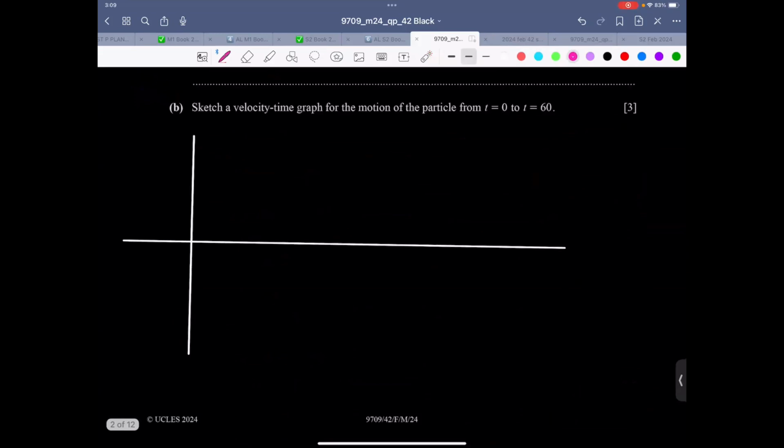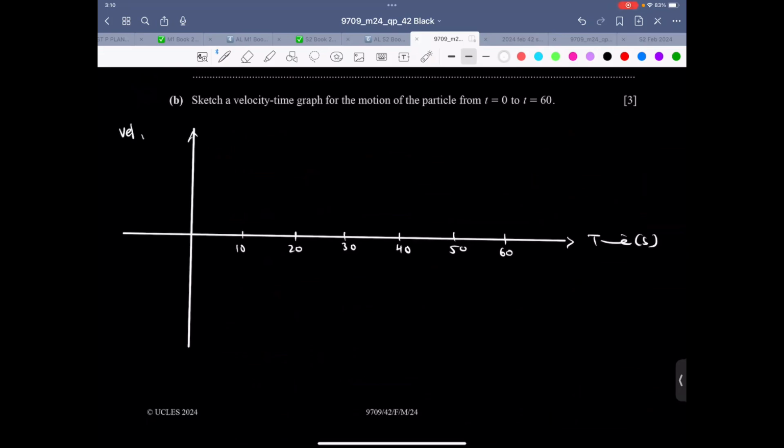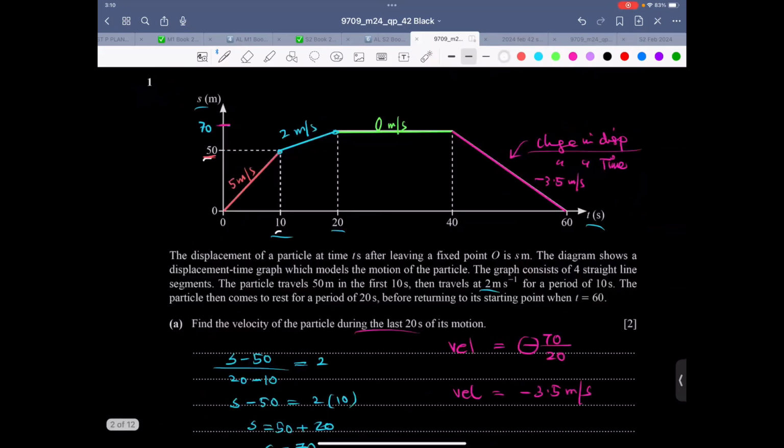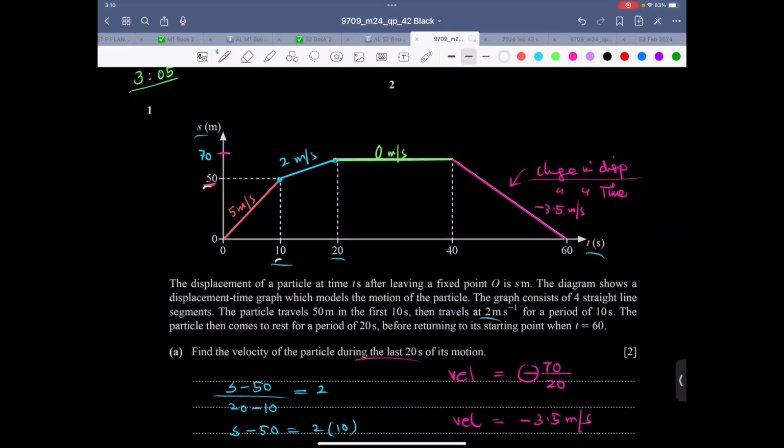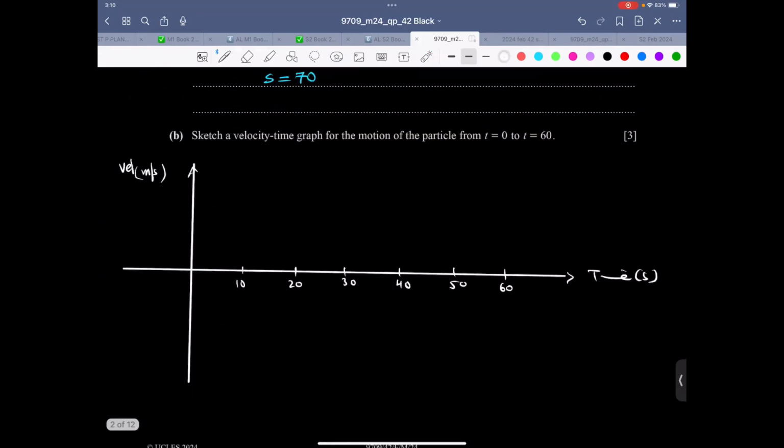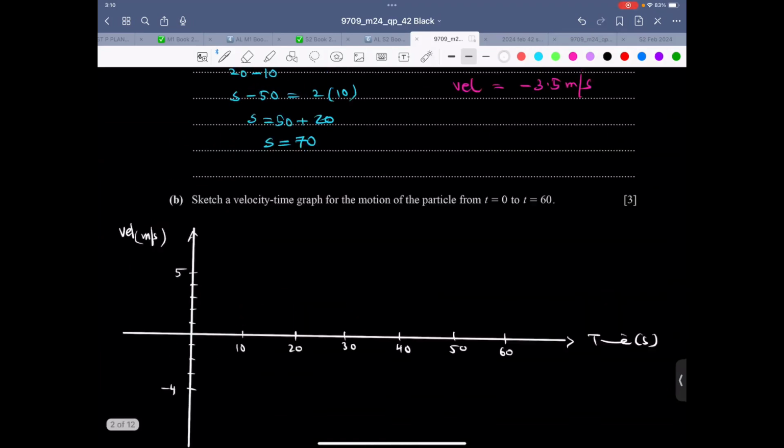So let me mark some values. So 0 till 10 and 10 till 20, 20 till 30, 30 till 40, 40 till 50, 50 till 60. This is time in seconds. And this is the velocity in meters per second. So the greatest value of velocity is 5 and the lowest value is negative 3.5. So let me mark over here. So this is like 1, 2, 3, 4, 5. And over here, -1, -2, -3, -4. So this is -4 up till here.